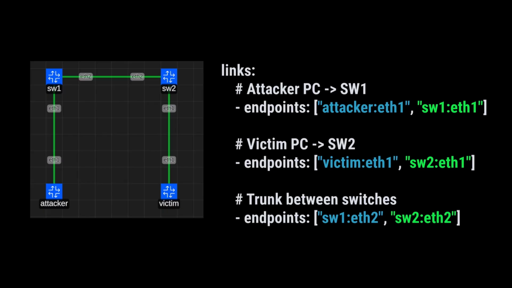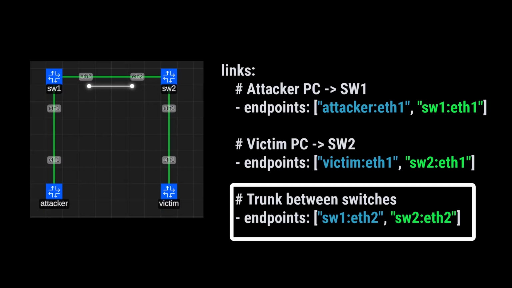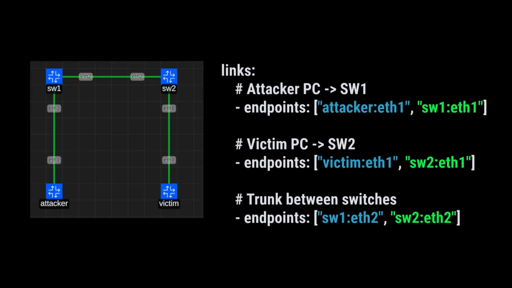The critical piece here is that trunk link, SW1 eth2 to SW2 eth2. This is the inter-switch link that will carry tagged VLAN traffic. The attacker connects to SW1 on eth1. The victim connects to SW2 on eth1.